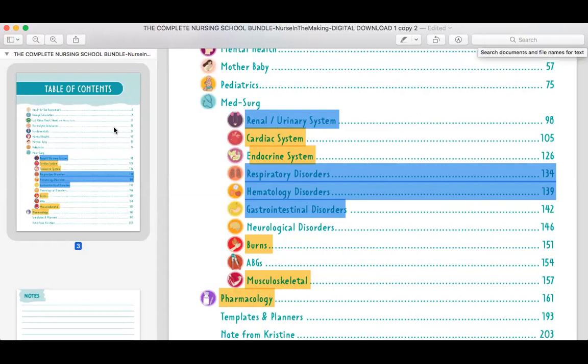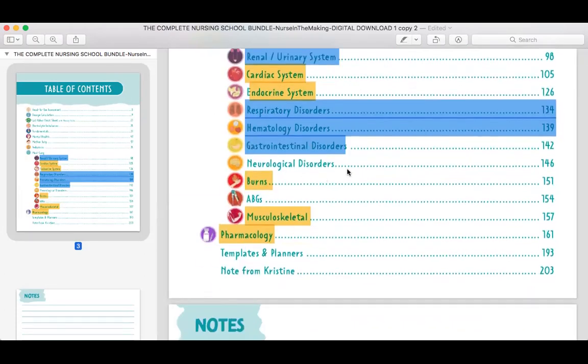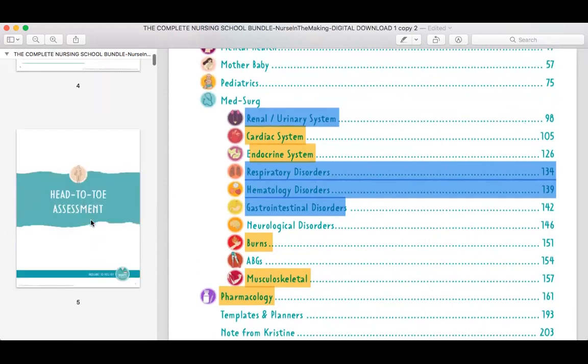So today, I was just gonna go over, yesterday I went over cardiac, endocrine, burns, and musculoskeletal. I don't think I pronounced it right, but okay. Today I was just gonna go over renal, urinary, respiratory, hematology, this disorder, and the GI disorder. So we're gonna go on page 98.